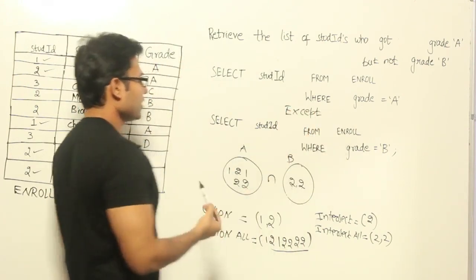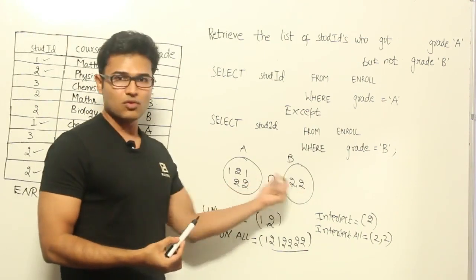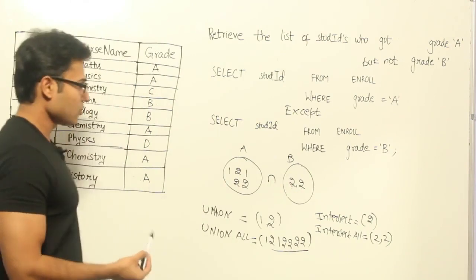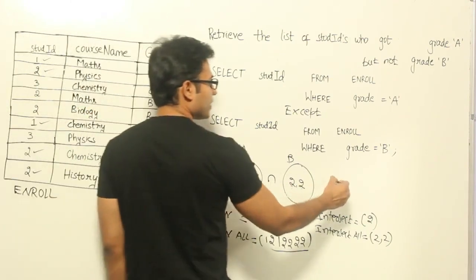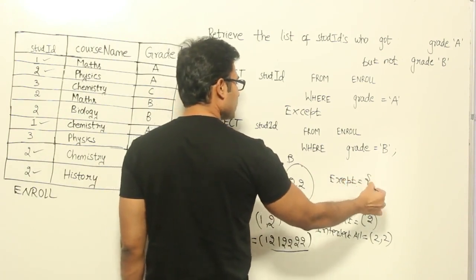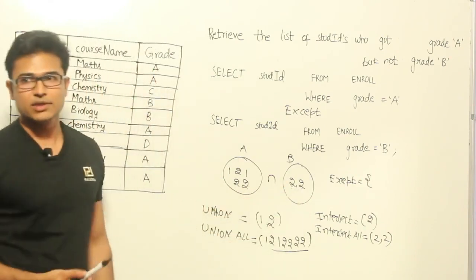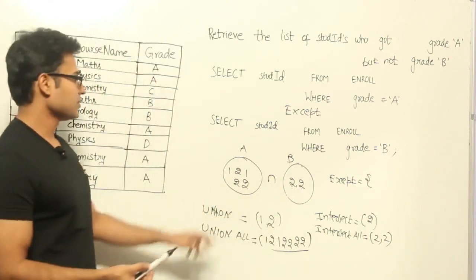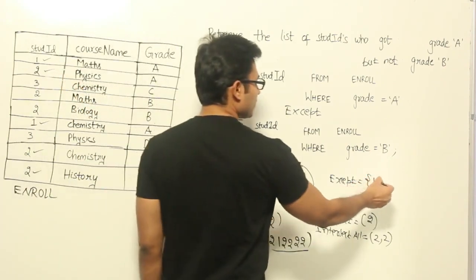Right? Now if I write except, it will treat it as if there are no repetitions here, and then you are going to get only 1 in the output, isn't it? If I write except, it is going to treat it as if there are no repetitions and it will just do the set difference as it is, which means it is going to show 1, 2 here and 2 here, and the output is going to be 1. Right?